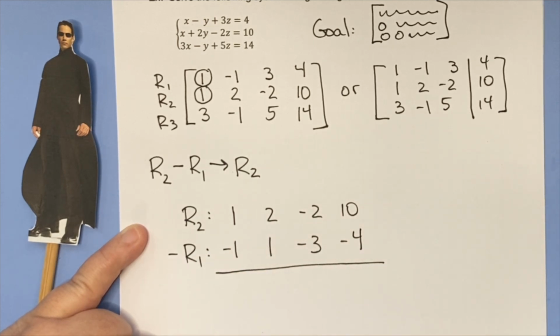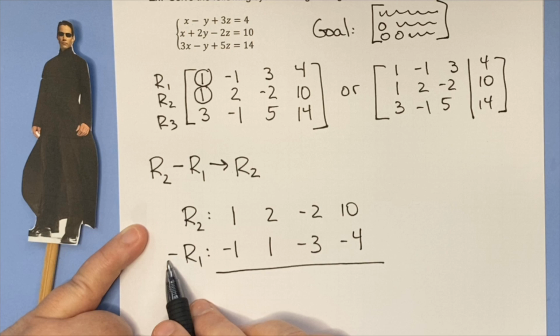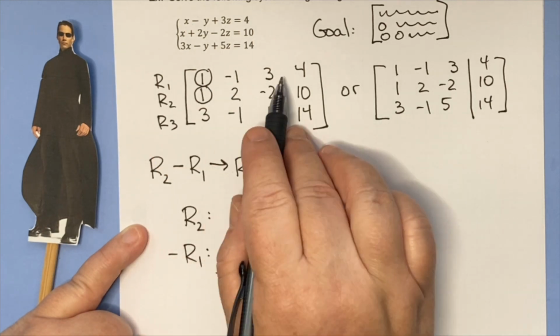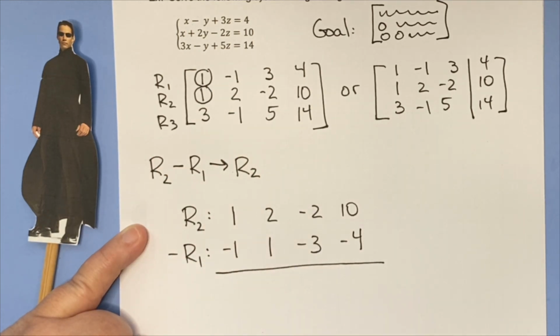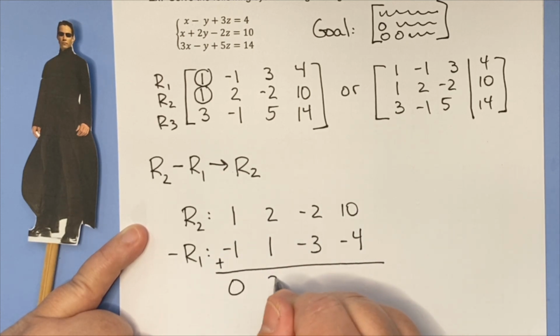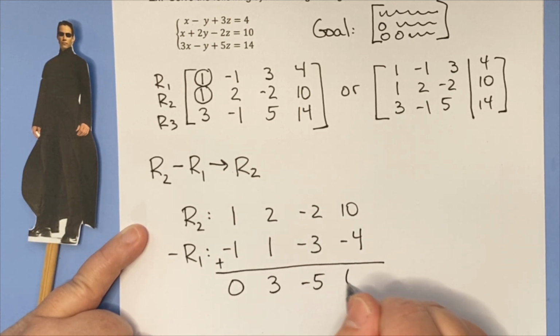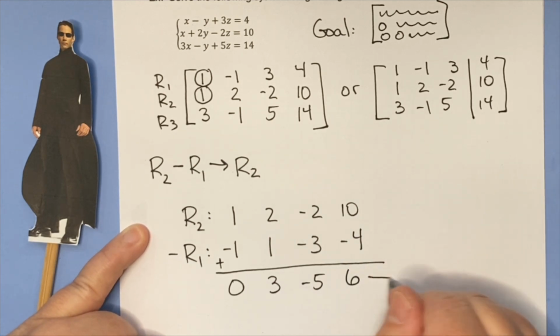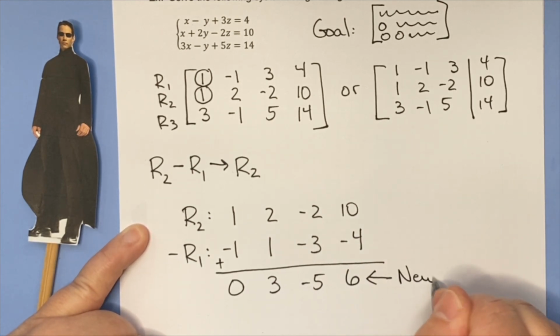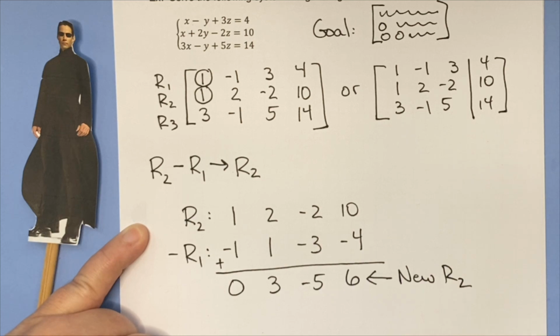Okay, so take a look at that. I did it kind of fast. I'm multiplying by a negative, so I just changed all the signs. And then I'm going to add these together. And I'm going to get 0, 3, negative 5, 6. And this is going to be my new row 2.